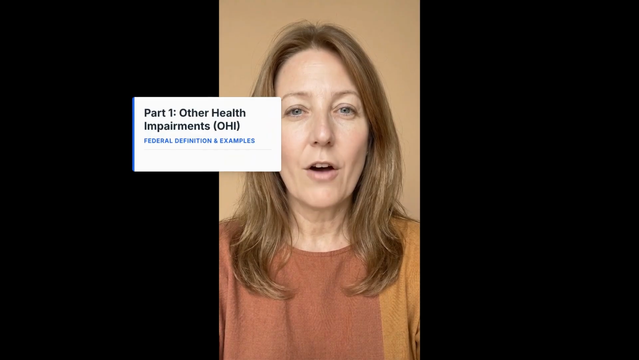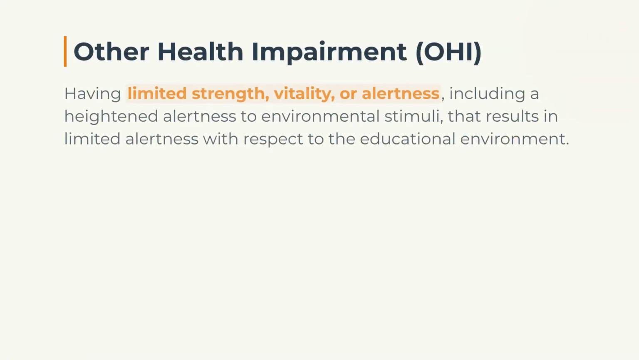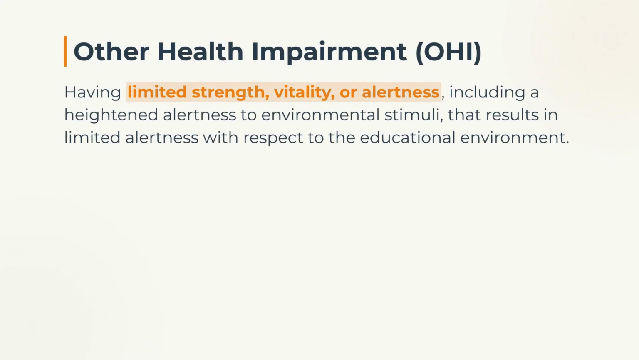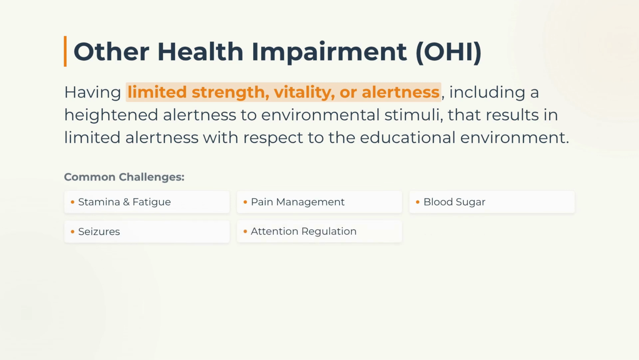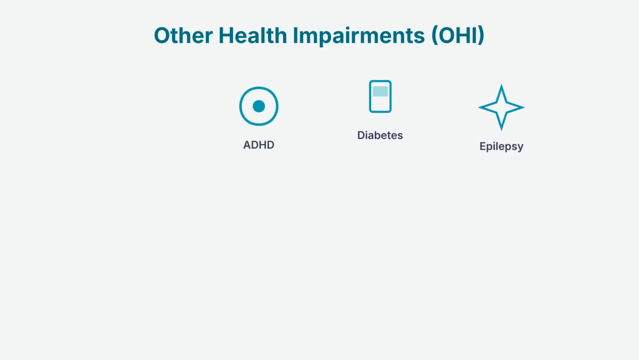Part 1. Other health impairments. Other health impairment, often shortened to OHI, is one of the more common IDEA eligibility categories. Under IDEA, OHI involves limited strength, vitality, or alertness, including heightened alertness to environmental stimuli due to a chronic or acute health condition, when that condition adversely affects educational performance. The examples in the federal definition include asthma, ADHD, diabetes, epilepsy, heart conditions, hemophilia, leukemia, sickle cell anemia, and Tourette syndrome.